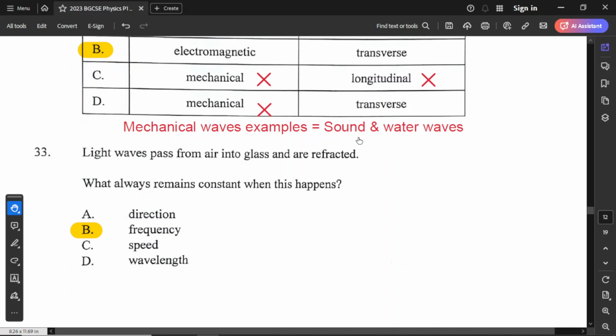All right, and water waves, because you have ripples and so on. Yeah, then those are mechanical waves.